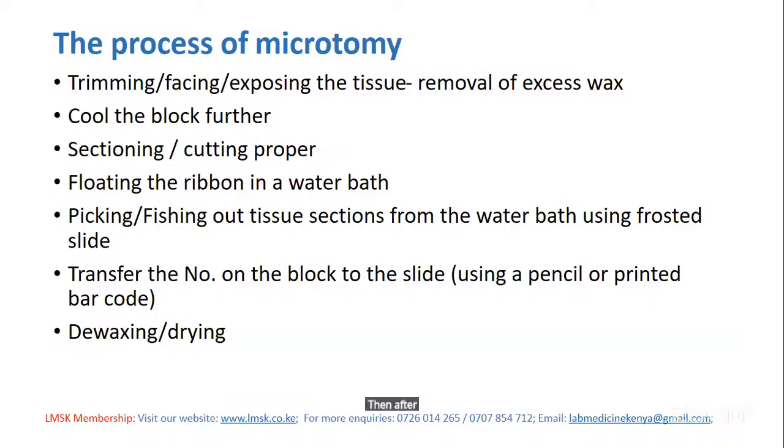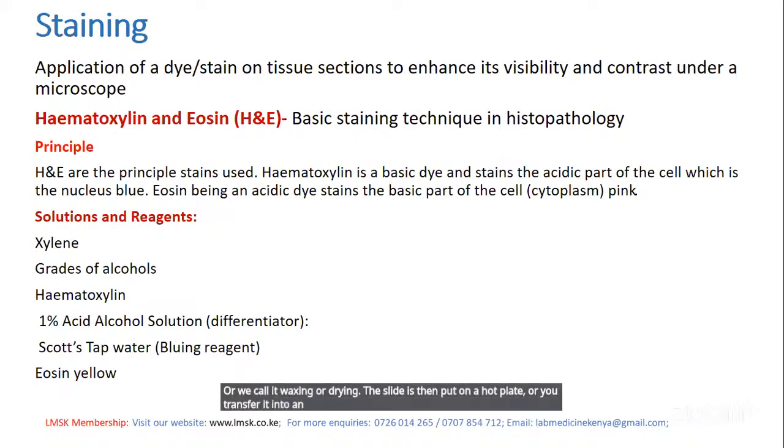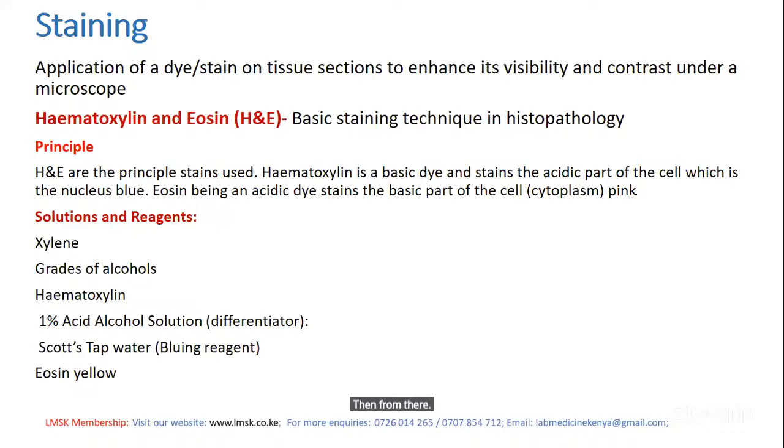Then after that, you are done with microtomy, and you dewax the slide, or we call it dewaxing or drying. The slide is put on a hot plate, or you transfer it into an oven. This oven should be set at a temperature slightly above the melting point of paraffin wax, which is normally 56 to 60. Then you leave it for a minimum of 20 minutes. There's no harm; you can even dewax for up to 2 hours or overnight. Then the following day you come back and do the staining.